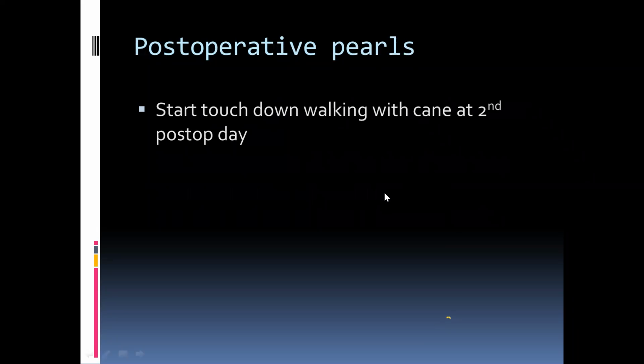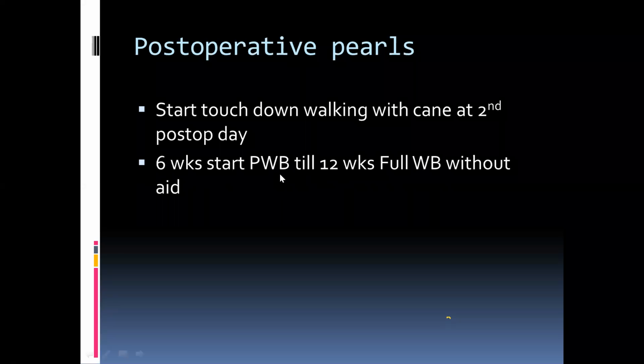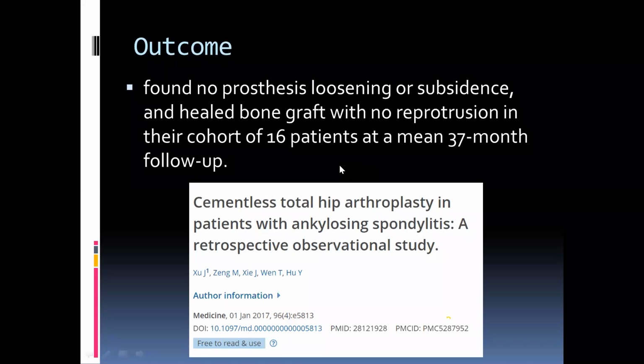Postoperatively, touchdown walking will start on the second postoperative day, and this will continue until 6 weeks. You start partial weight bearing after 6 weeks until 12 weeks, 3 months, then full weight bearing without an aid. Regarding the outcome, in 2017, they reported no prosthesis loosening or subsidence and healing of the bone graft without resorption in cementless total hip arthroplasty.